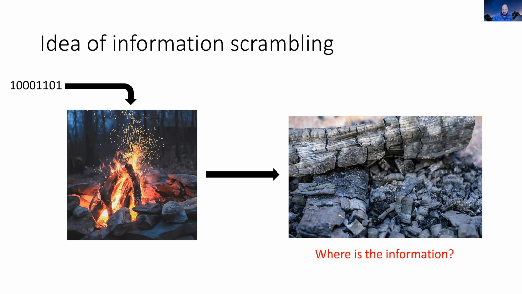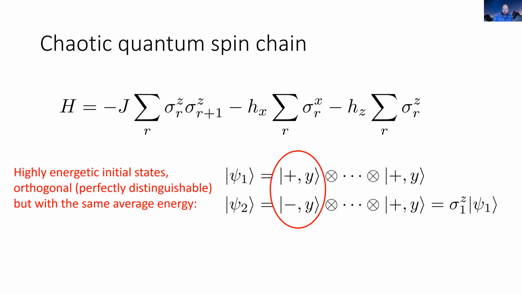So the information is effectively gone, even though in principle, we think according to the laws of physics that it's still there. And that's a classical example, but this thing happens in the quantum world as well.